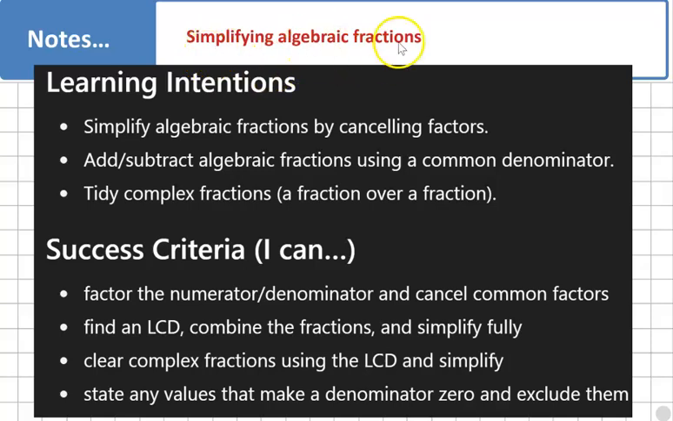Simplifying algebraic fractions. Learning intentions. Simplify algebraic fractions by cancelling factors. Add or subtract algebraic fractions using a common denominator. Tidy complex fractions, a fraction over a fraction.